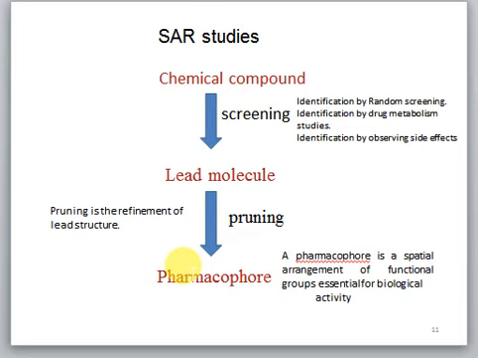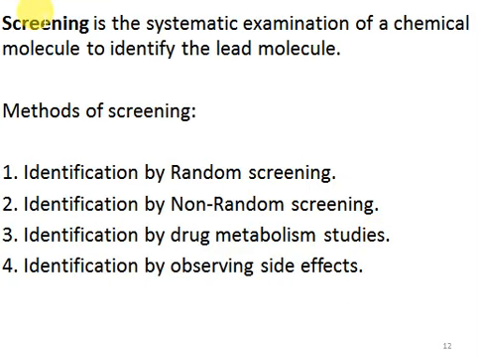So what we do is that we get a structure, we refine it, we make a lead, and we refine the lead to get the best possible combination of functional groups and to have those functional groups at the best positions so that we get the best biological activity. Right, so in order to screen a chemical compound to identify a lead compound, there are different methods of screening. So we can screen by means of random screening, right? So random screening is done when you don't know anything about your receptor target.